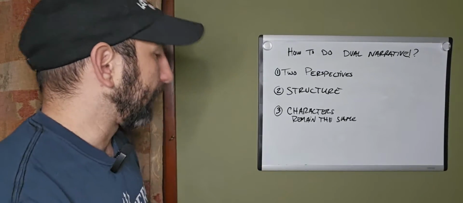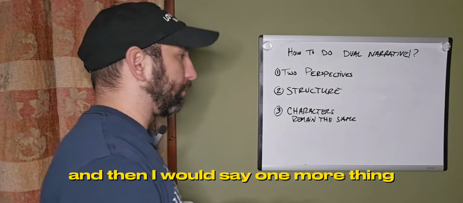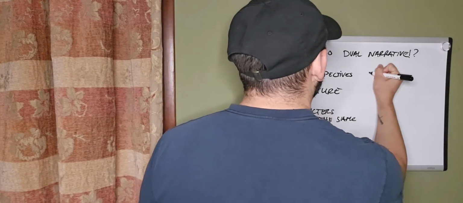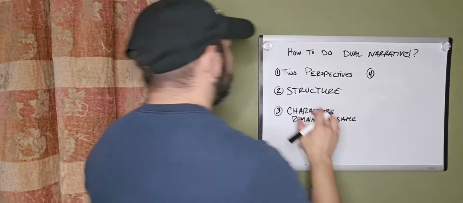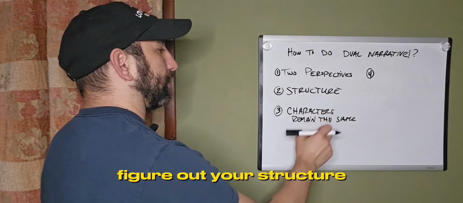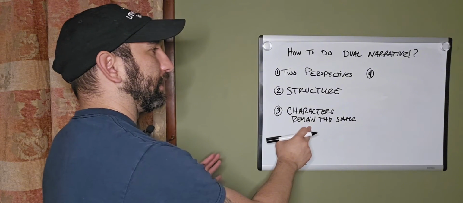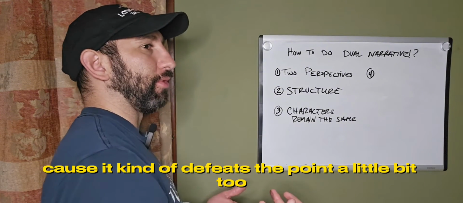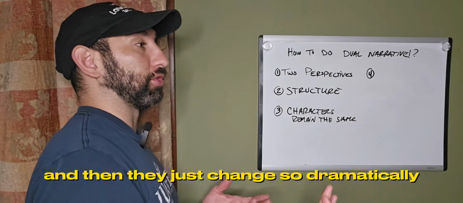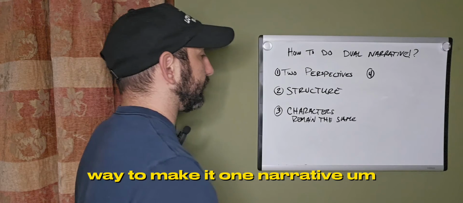Okay. And then I would say one more thing on how to do a dual narrative: have two very distinct perspectives, figure out your structure, and understand that the characters are essentially remaining the same. Because it kind of defeats the point a little bit too. If you're going to have a dual narrative and then they just change so dramatically, you might as well just figure out a way to make it one narrative.